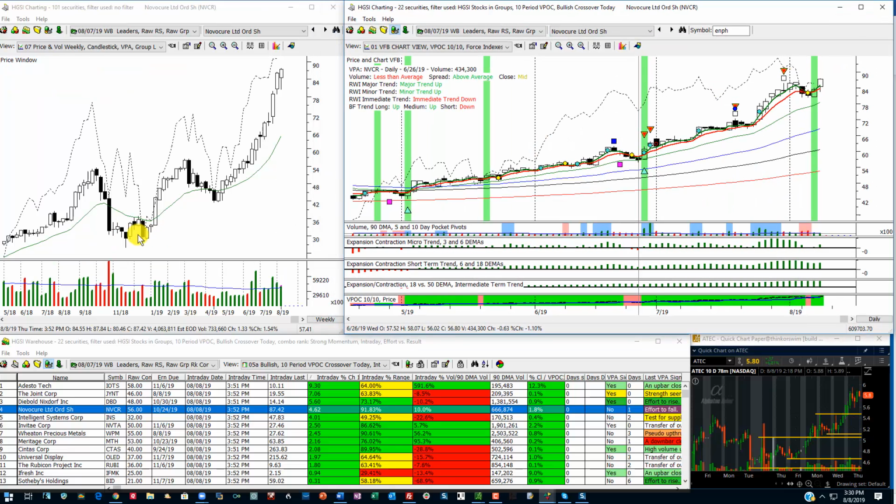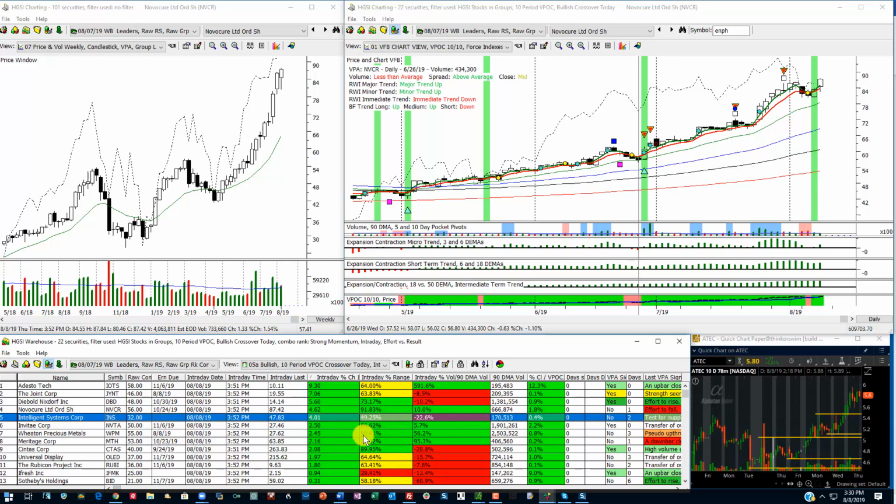The components are a strong weekly chart, a strong daily chart with signals based upon the VPOC, and I'm not going to go back in time on this one because it'd be too hard to sort out. Let's look at another stock here.